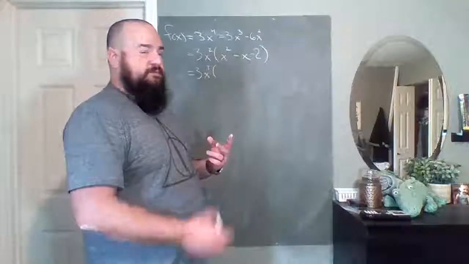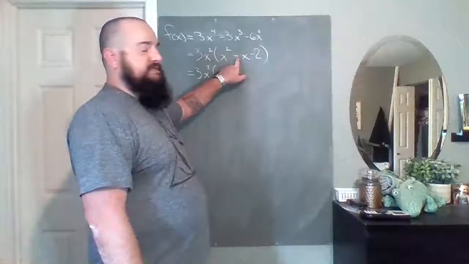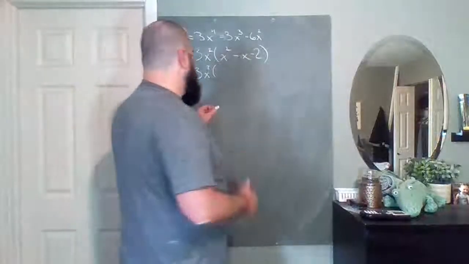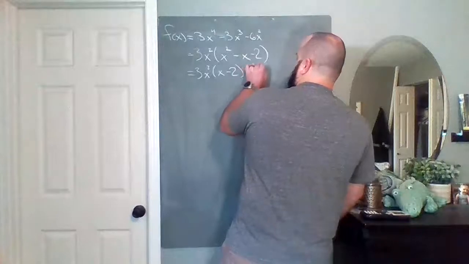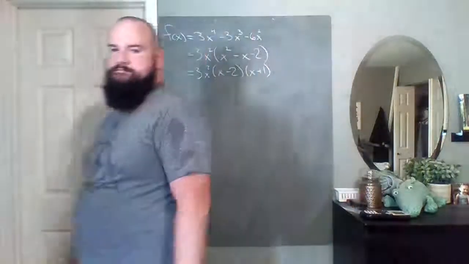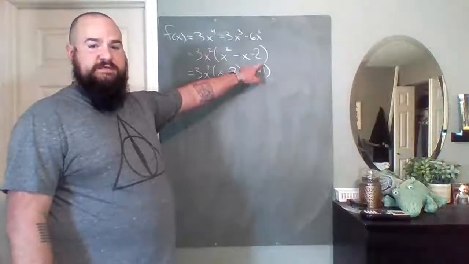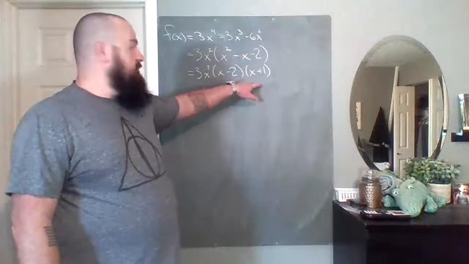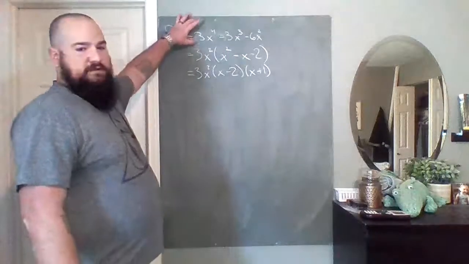So we need to find two numbers that multiply together to be -2, yet add to be -1. That's easy. -2 and +1. -2 times +1 gives me -2. -2 plus 1 gives me -1. Good to go. So we took this polynomial and we factored it.